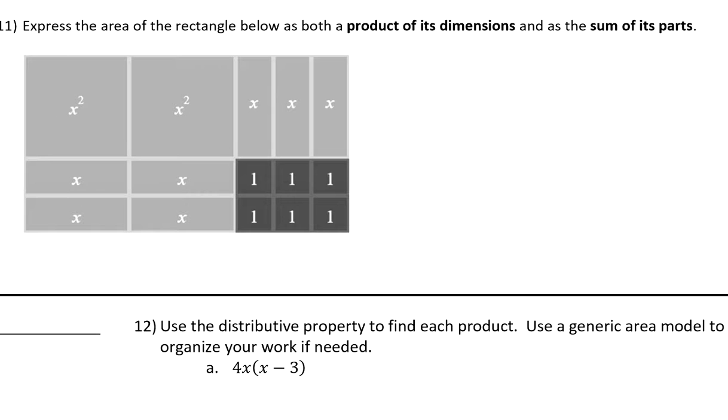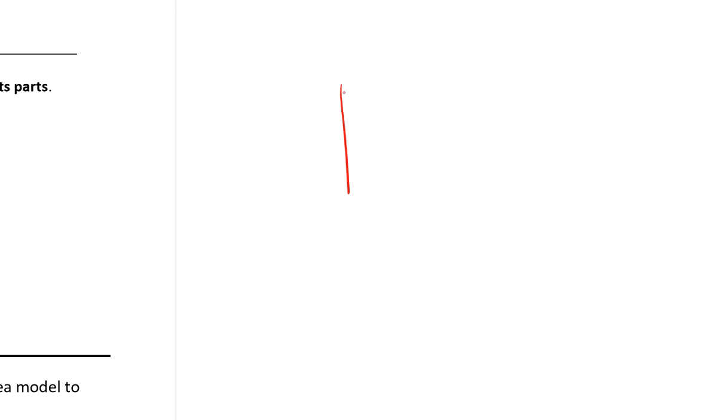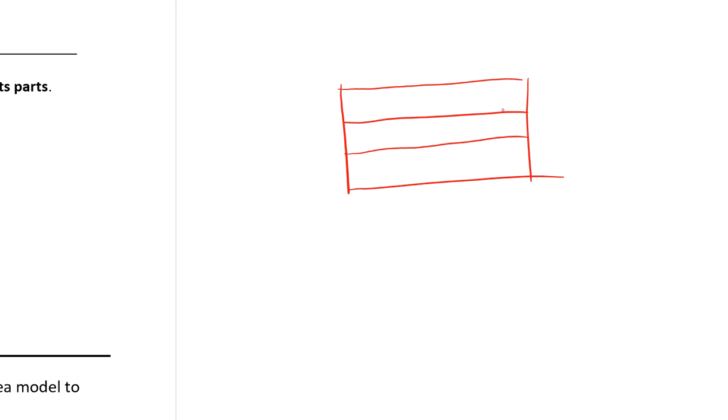All right, question 11. I hope you recognize this phrase and what this means, but you're asked to express the area of this rectangle in two ways. One of them is as a product of its dimensions, and the other is as the sum of its parts. And you may remember us spending some time in class looking at this very simple rectangle that has a dimension of 3 by 1, 2, 3, 4.